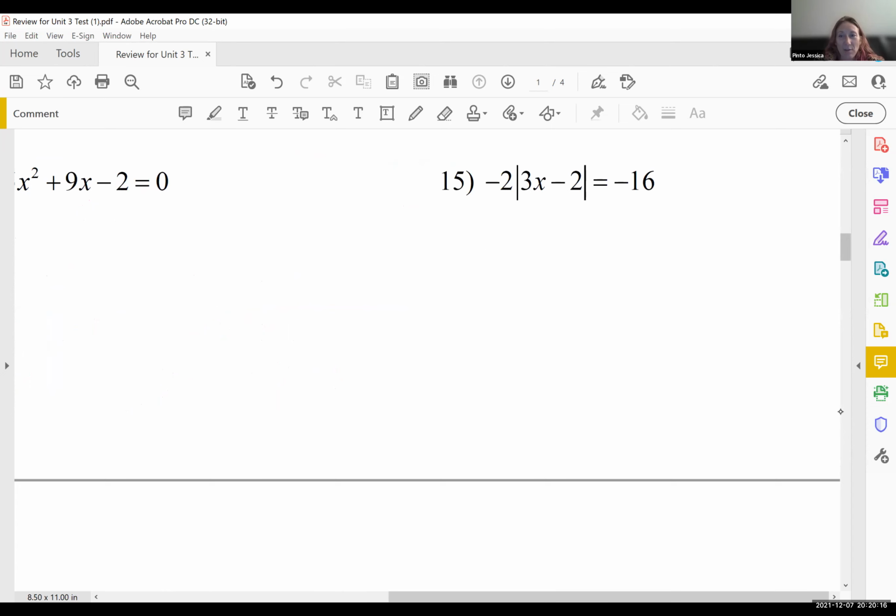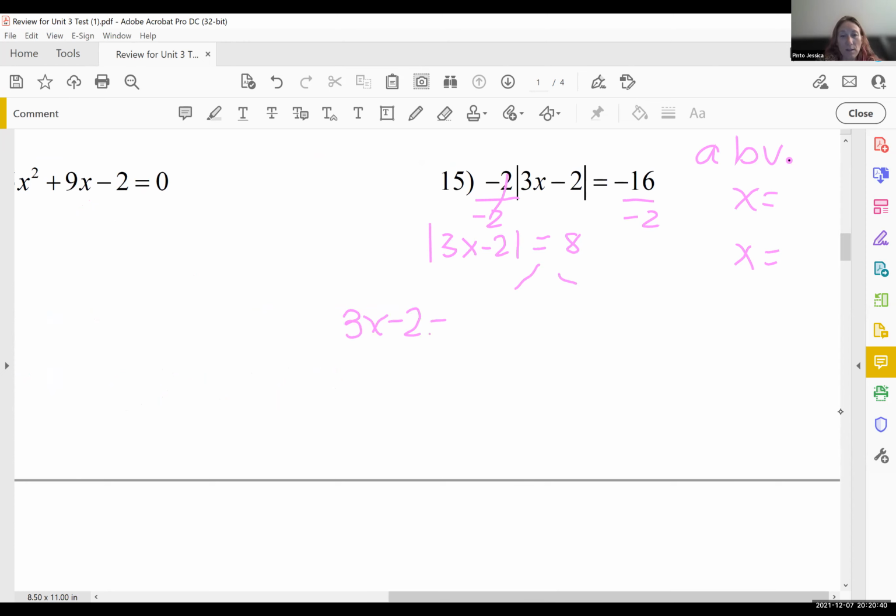15 is absolute value. And we expect 2 answers for this, unless, like we saw, there was no solution. So here I isolate the absolute value to start. So I divide both sides by -2. And that gives me the absolute value of 3x minus 2 is equal to +8. So this will yield 2 results.